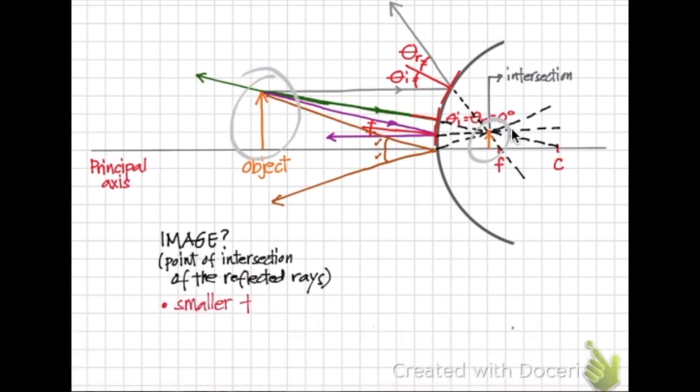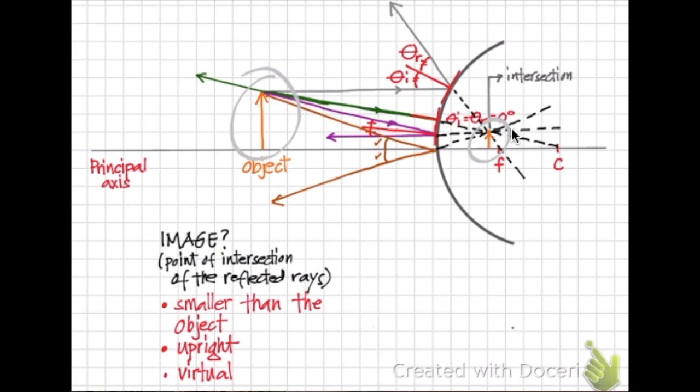Now, what descriptions can we make? The image is smaller than the object. The image is upright. The arrow object is pointing up. The arrow image is also pointing up. The image is also virtual. There is no way you can project this image on a screen.